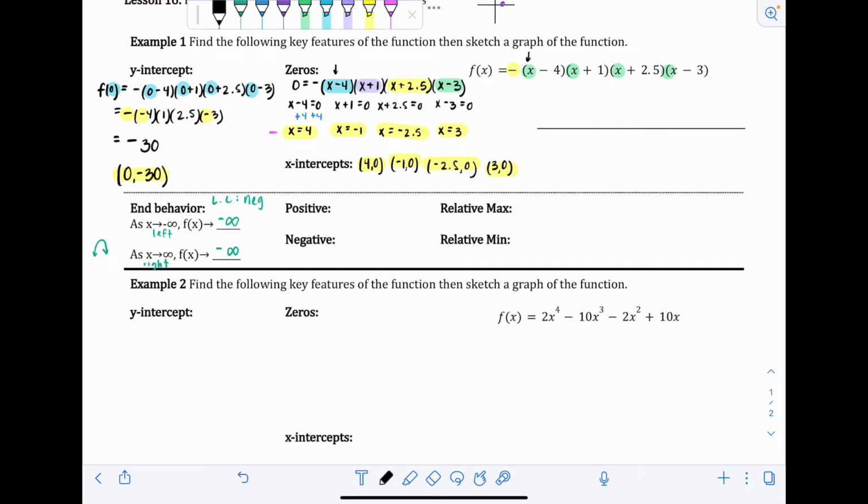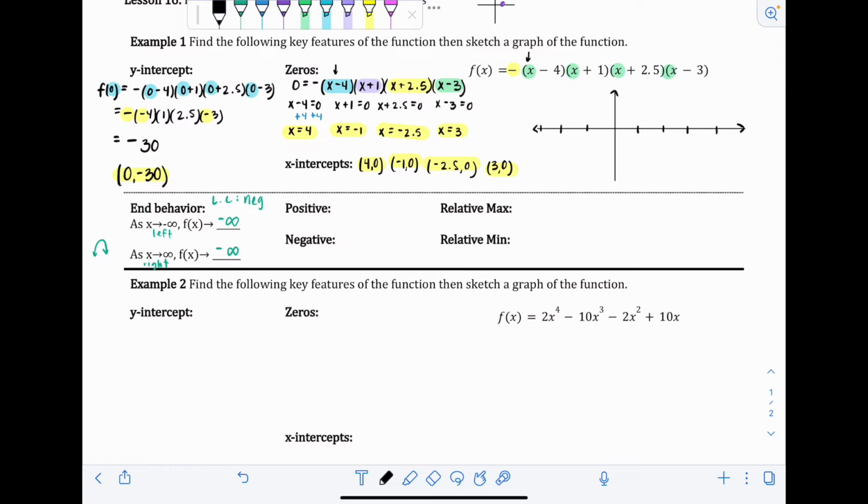And then my largest zero is 4, so I'm going to go up to 4. And then my smallest one is negative 2.5, so I guess I'll go down to negative 3.